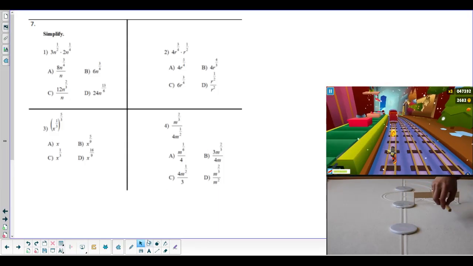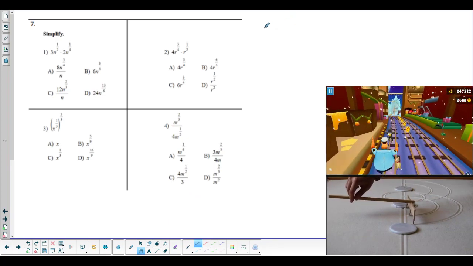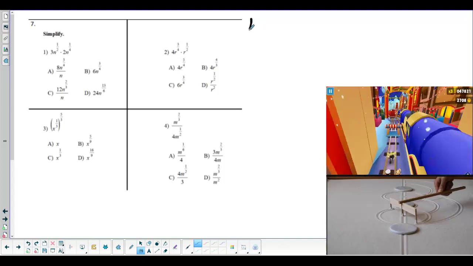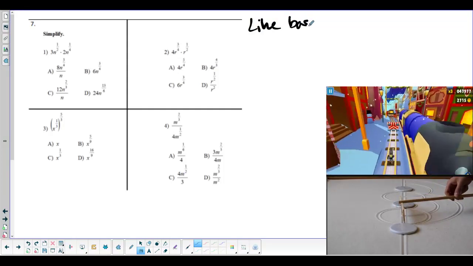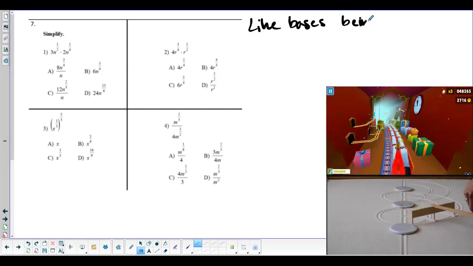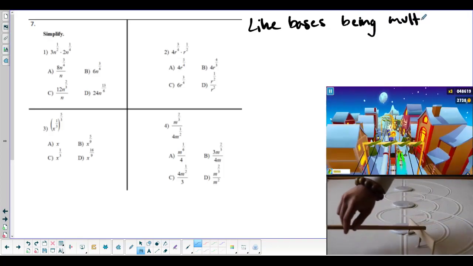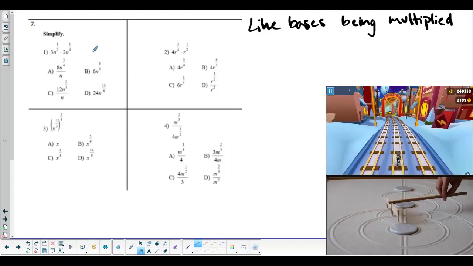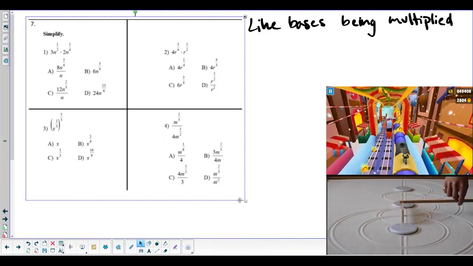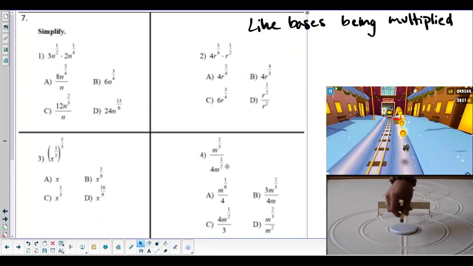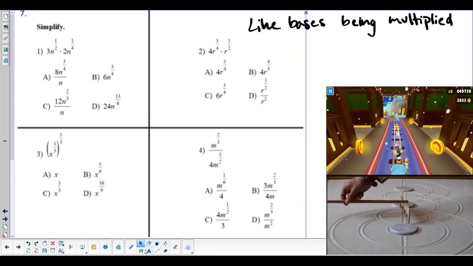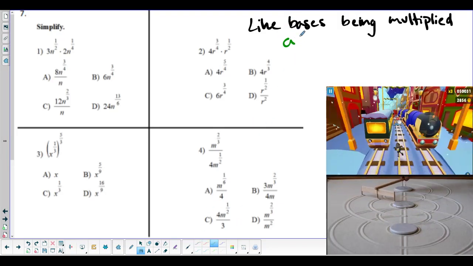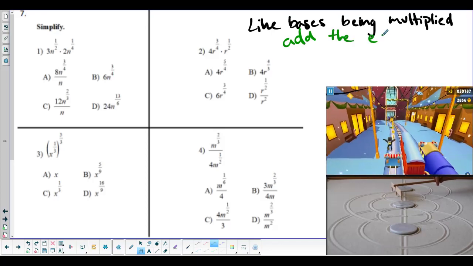So with these ones, we have to just apply the exponent rules. What we know about the exponent rules is that if you have like bases being multiplied, so in this case, this n times n is a like base. It's pretty blurry, but sorry. Like bases being multiplied means that you should add the exponents together.